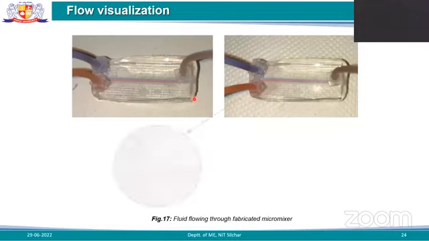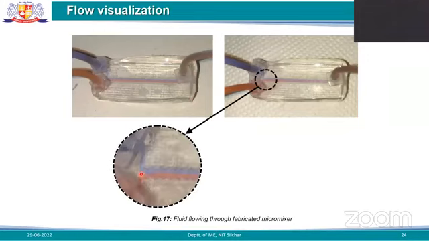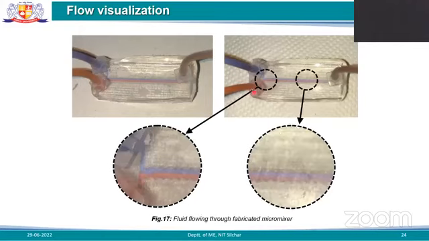And finally, this is a close view of the micromixer showing that mixing is taking place. On the inlet side, we can clearly see the two different colors, blue and red. But with increasing length, if we go to the outlet side, the two colors cannot be clearly segregated. Near the end, it is going to be mixed. We took these images during our experiment.